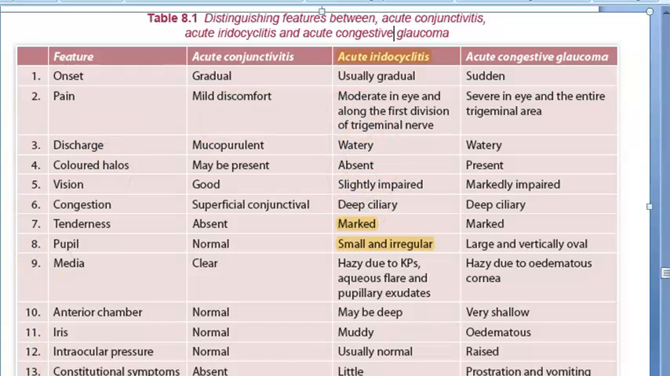Guys, see here they have given how to distinguish this acute congestive glaucoma. It's just an acute condition, right? How will you differentiate it from acute conjunctivitis or acute iridocyclitis? Basically, in congestive glaucoma, the pupil is large and vertically oval, right? This is sudden in onset. Yes, that is why it's acute. There will be severe pain in the eye, right? Pain will be there in glaucoma. In conjunctivitis and all, no pain, right? Iridocyclitis also has pain, but this will be severe pain, okay?